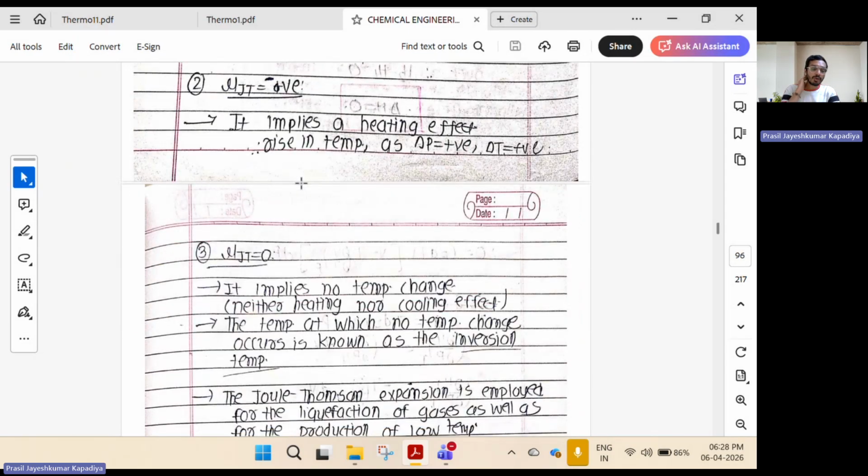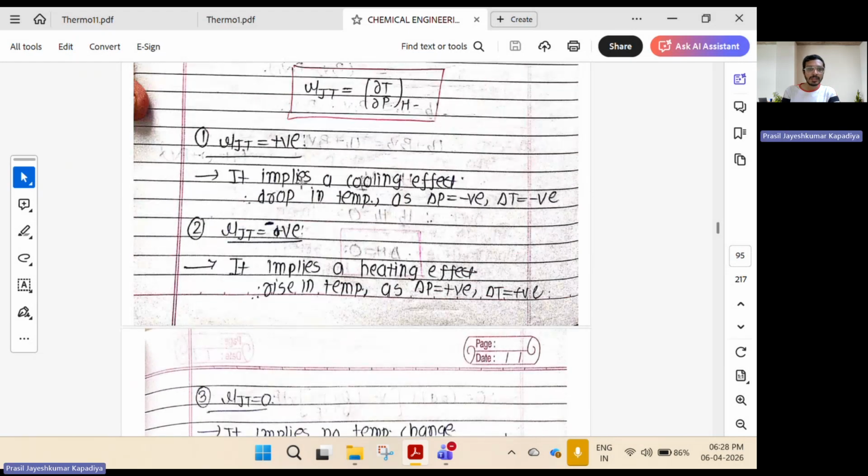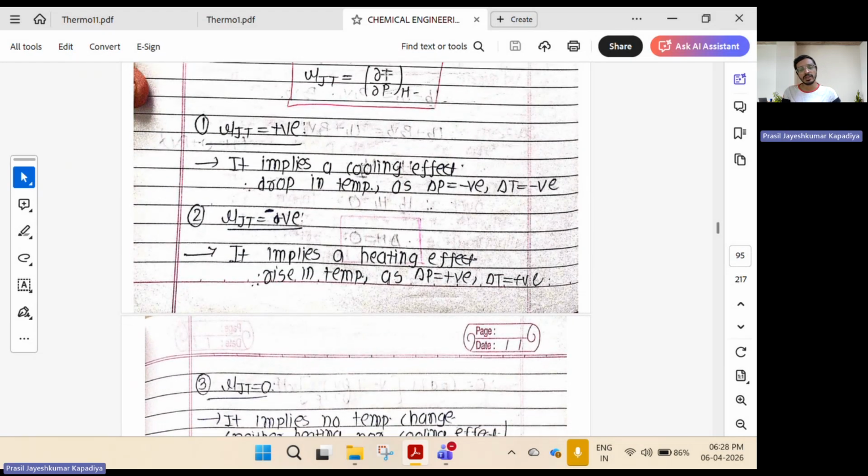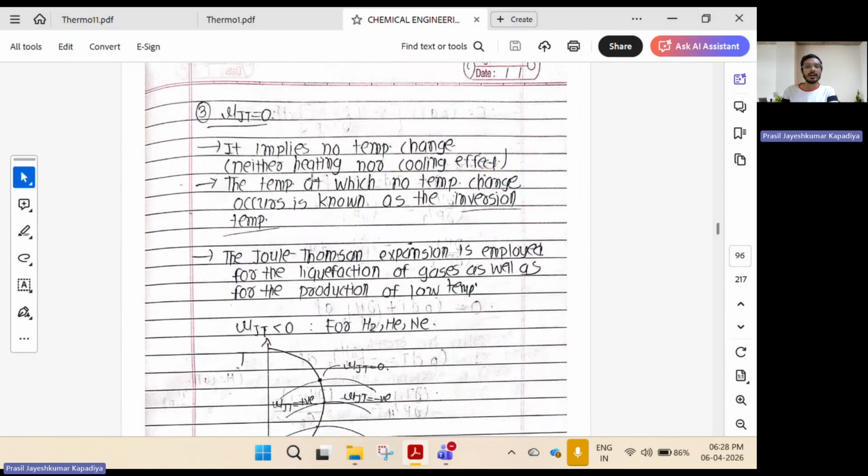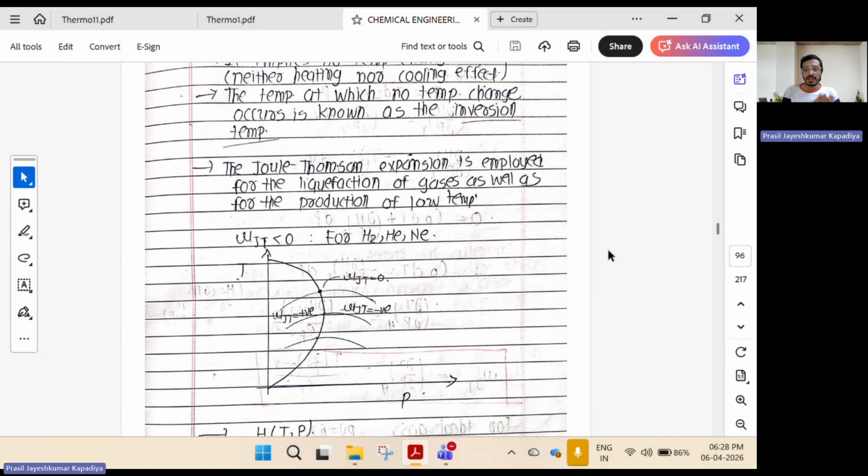Now when the Joule-Thomson coefficient is 0, what does 0 mean? This is always negative, but when delta T is 0, then mu JT is 0. So it implies no change in temperature, so there is neither cooling nor heating. The temperature at which no temperature change occurs is known as the inversion temperature. No temperature change means it remains as it is. The Joule-Thomson coefficient is employed for liquefaction of gases as well as the production of low temperature.